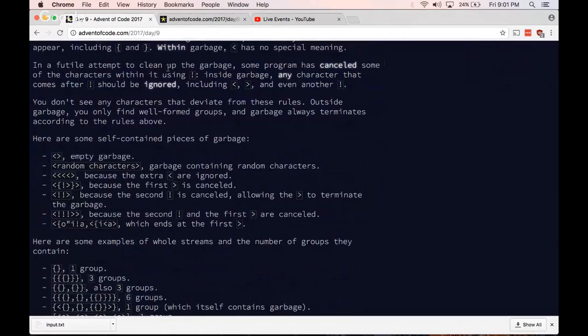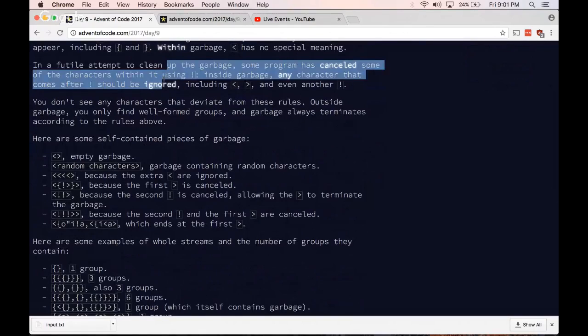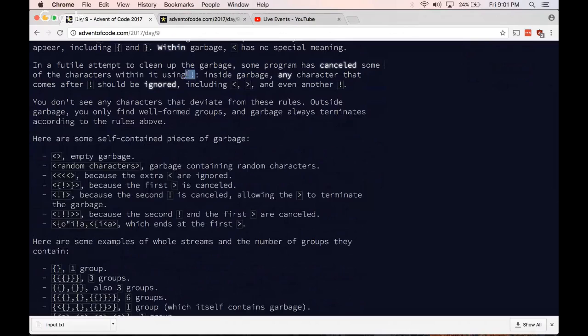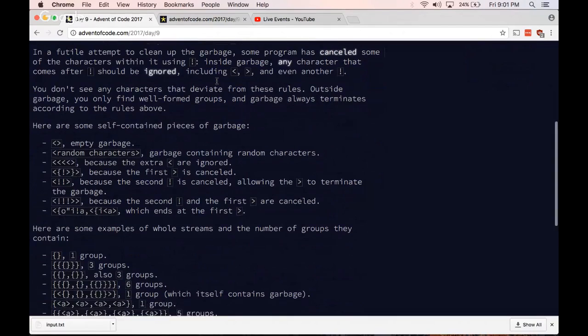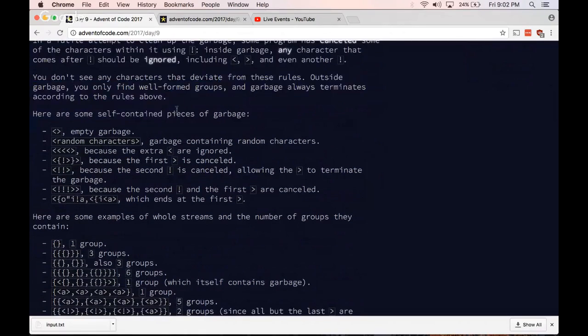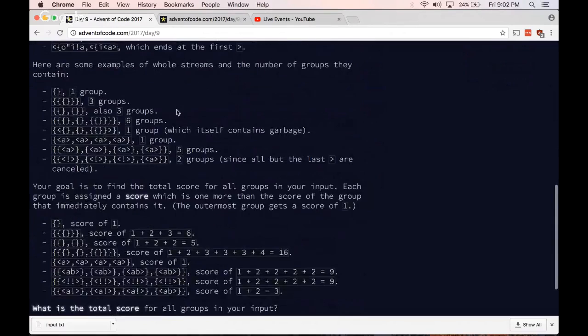Some program has canceled some of the characters within it using a bang. Inside garbage, any character that comes after a bang should be ignored. Okay, even another bang. You don't see any characters. All right. Okay, so I think I get this.